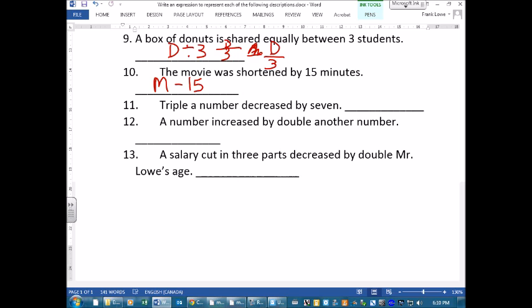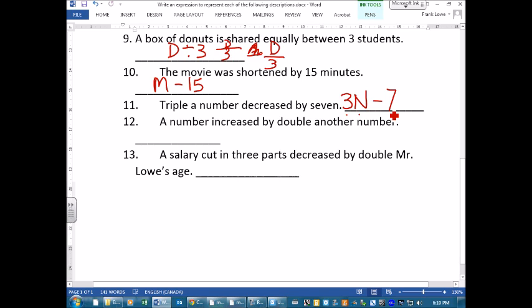Okay. Let's see how you did. We are tripling a number. We don't know what the number is, but we're tripling it. So that's 3n. We're tripling a number. And then it's decreased by 7, minus 7.